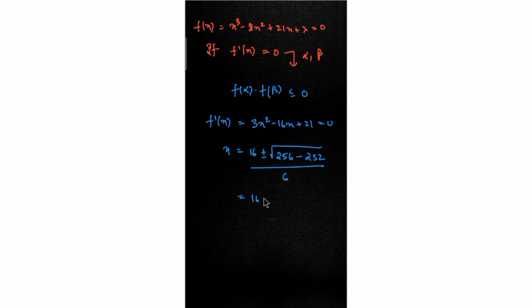So x is equal to 16 plus or minus, this we are getting to be 4, so we will get 16 plus or minus 2 divided by 6, that is 16 plus 2, that is 18 divided by 6, and the other one is 14 divided by 6. So it is 3 or 7 divided by 3. Fine. So these are the roots of this equation, that's f dash of x.